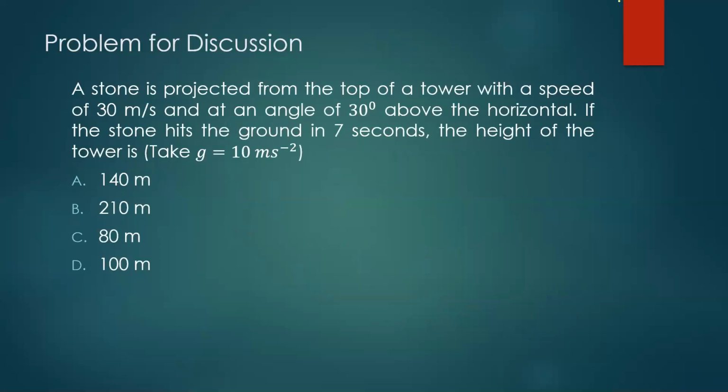Okay, so try this problem. In this problem, a stone is thrown from the top of a tower. So that's the tower. The initial velocity is 30 meters per second, making an angle of 30 degrees. We're asked to find the height of the tower if this stone hits the ground in 7 seconds. If I break this velocity into two components and get the vertical component, because the time depends only on the vertical direction, the vertical component is 30 sine 30, which is 15 meters per second.